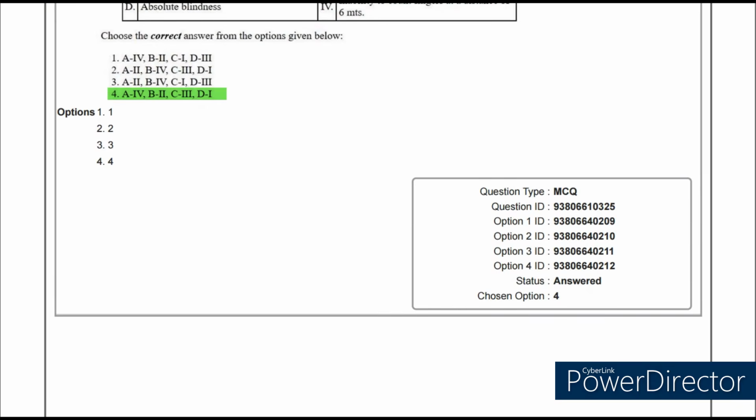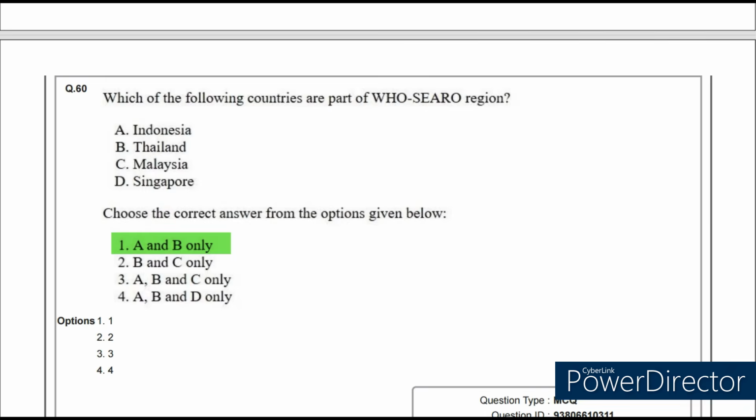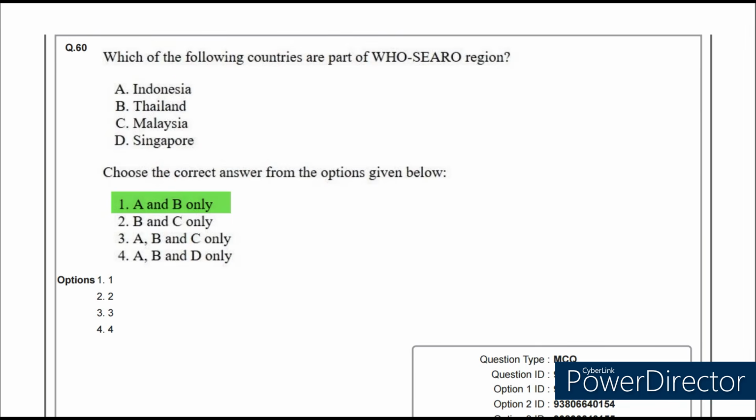Okay. And now coming to question number 60, which is again a direct question. They are asking you to find out the countries which are part of the WHO SEARO region. The correct answer should be Indonesia and Thailand. So the correct answer is option 1.